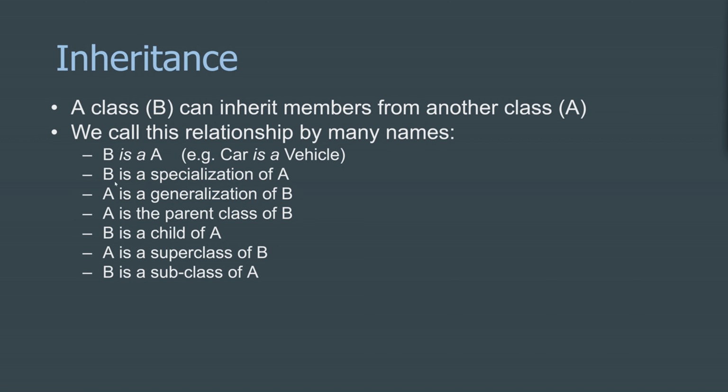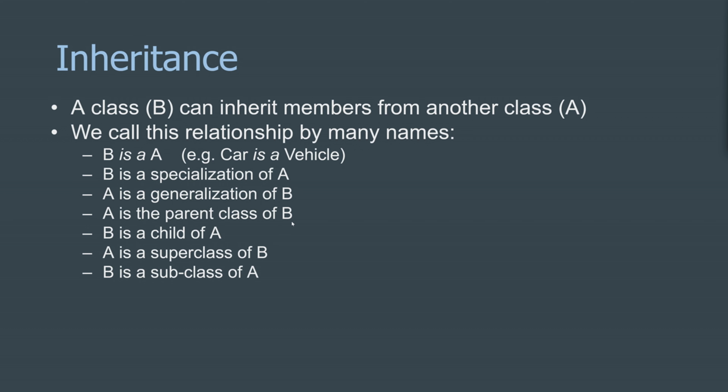That just means that B is more specific. A car is more specific than a vehicle. And A is a generalization of B. In other words, a vehicle is more general than a car, because a vehicle also includes a submarine and an airplane and so on. And you could also say A is the parent class.